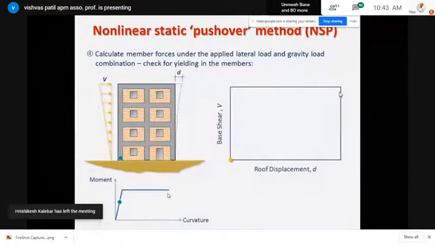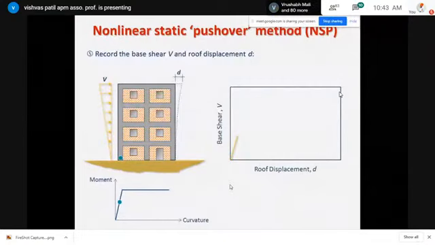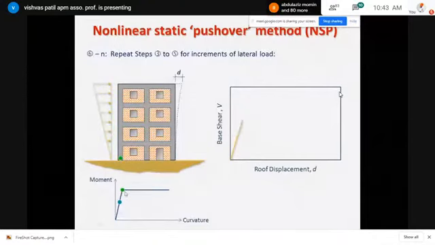This is already defined for this particular column, so the hinge has been assigned there. And when the moment reaches this point, the hinge has to behave like this. Therefore, it is called a backbone curve. Then if we increase the load again, the hinge will reach here. Now there is a yielding. Again increase the load.